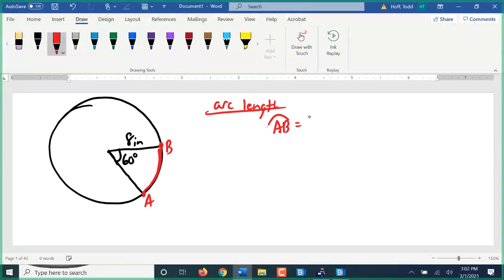Now I know that it's a 60-degree arc because it's a 60-degree central angle. So we know that we can evaluate an arc based on the degrees of its center. But I want to know the length. What is AB? Not in degrees, but in inches. What's our first step? Do you guys remember?